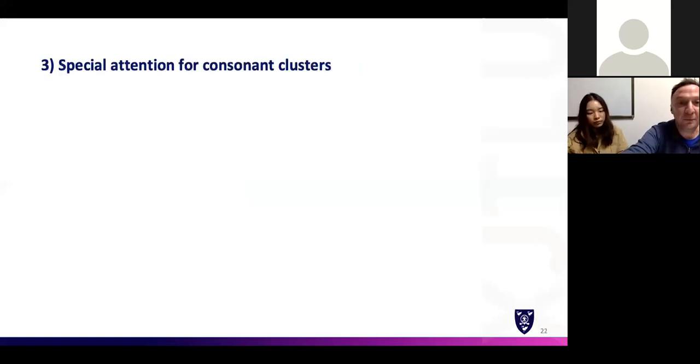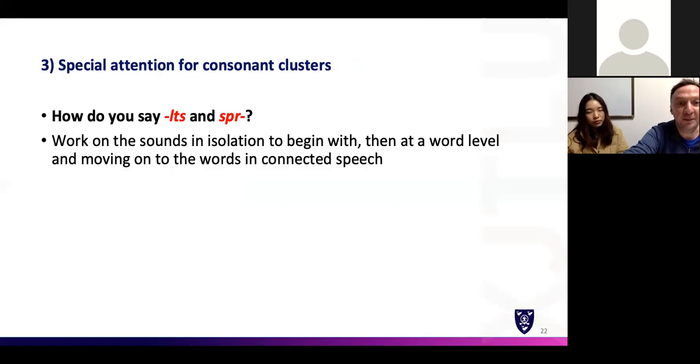Following what we see about consonant clusters, you might want to think about working on those sounds in isolation to begin with, and at a word level, and moving on to the words in connected speech. We know that if a student cannot say one of the phonemes in the cluster, then it's unlikely they'll pronounce the cluster sound correctly.